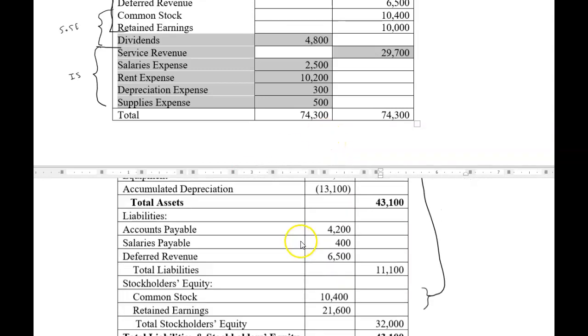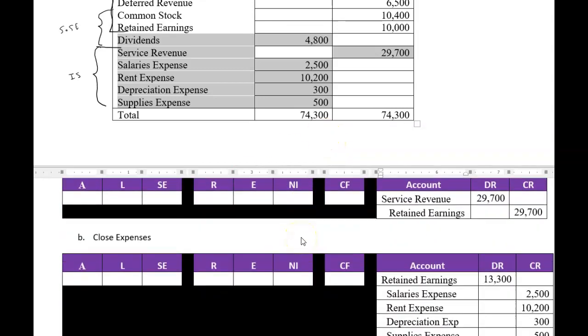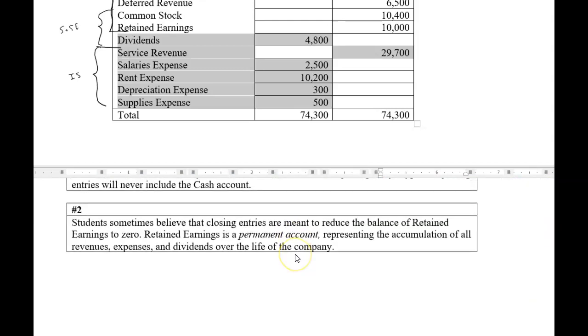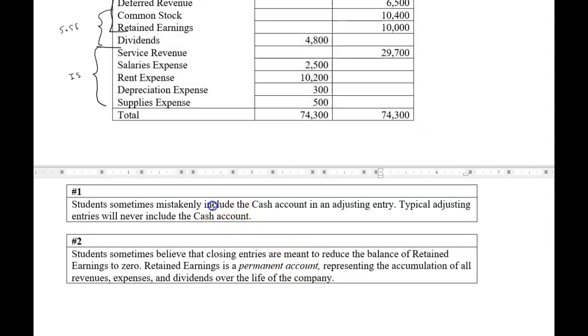What you need to really understand is those do get reset, so that way we're only reporting annual revenues. And that's important for all business individuals to know out there. All right. Common errors, again, no cash in the adjusting entries. And then closing entries are meant to reduce retained earnings to zero. That is not true. We increase retained earnings. It's a permanent account. It will always have a balance.